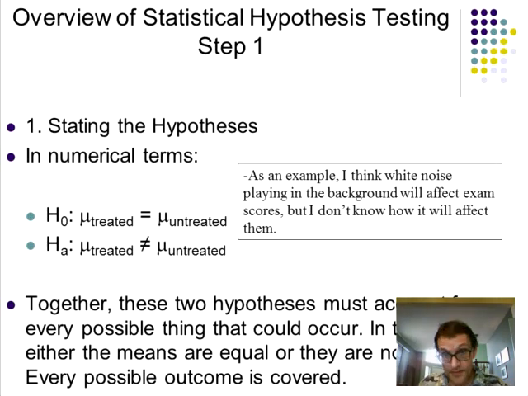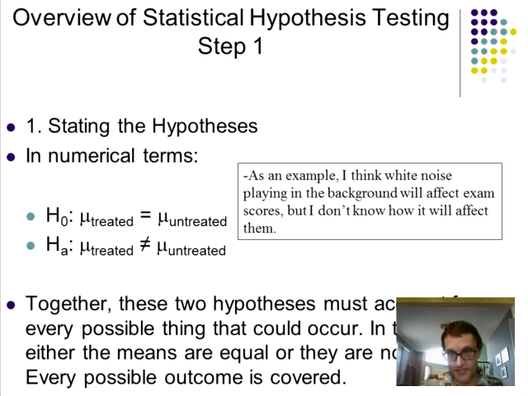The mu of the treated, in other words, if I add white noise, then exam scores will somehow be different than if I did not add white noise. Okay? So that's basically what these two read. They are either exactly the same or they are not exactly the same.